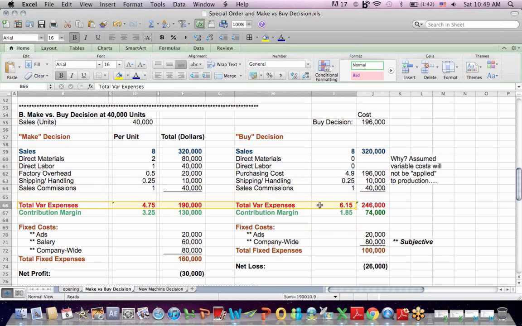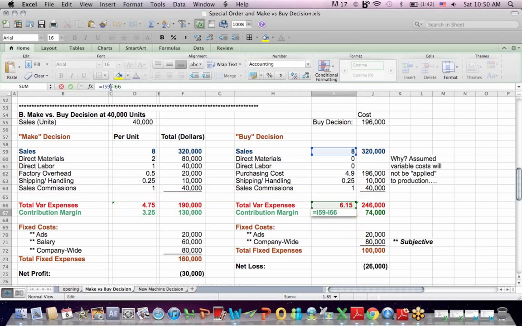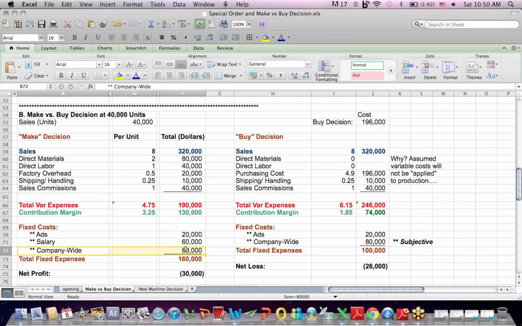They're now $6.15 as opposed to $4.75. So as a result, our contribution margin is lower. Now it's down to $1.85 a unit as opposed to $3.25. The big change, though, is that there are company-wide expenses totaling $80,000 that go away because, again, somebody else is making the product. We still have to advertise.